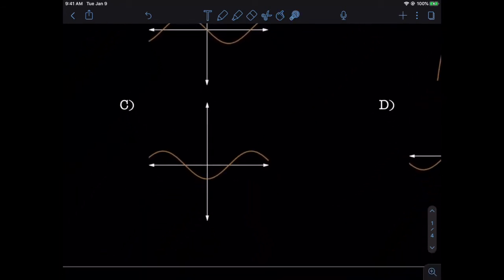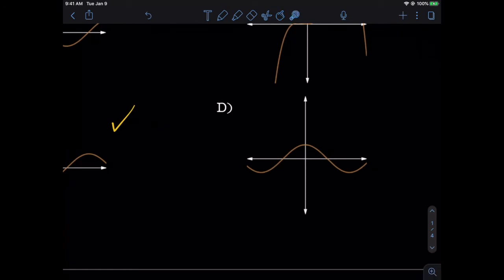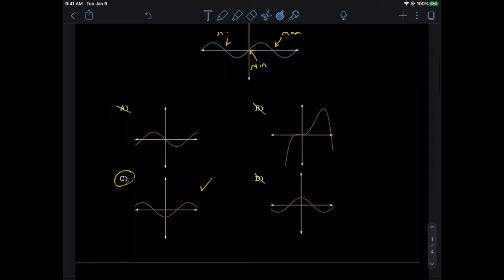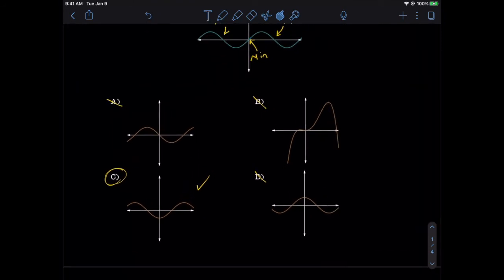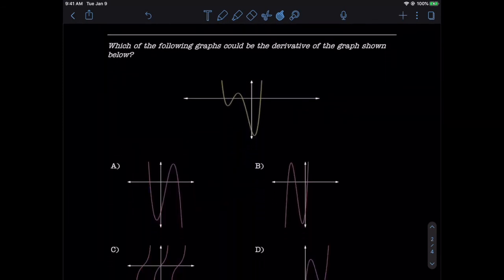In C over here, we have a min at 0, and then we have a max to the left, a max to the right, smooth movement. This one seems to fit the bill. So we will check D just to make sure, and again, no min at 0, so D is wrong. This means we have eliminated all answers except for C, so we have our final answer here. So you see the skill is just matching. Analyze the graph that you're given, and then eliminate all the graphs that don't have the expected characteristics.